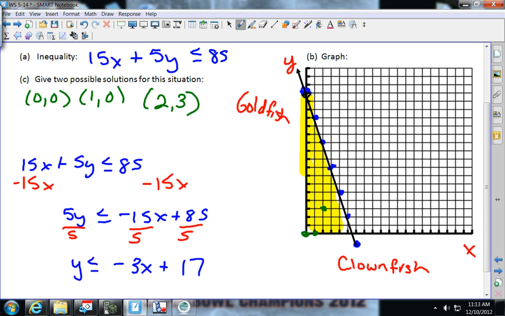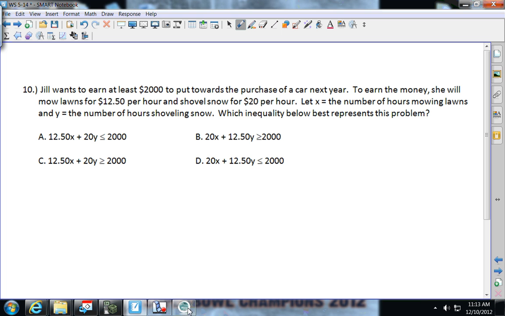But you know what? What type of numbers can it not be? Not negative, and not what else? Can it be fractions? Can you go, I just want half of the clownfish. Just give me the tail. No, you can't. So it's got to be discrete. It's got to be whole numbers. Okay, so now let's look at the next problem. Take a minute and try and answer that.